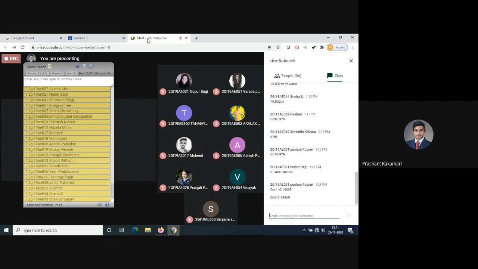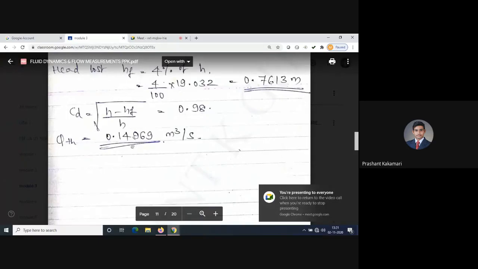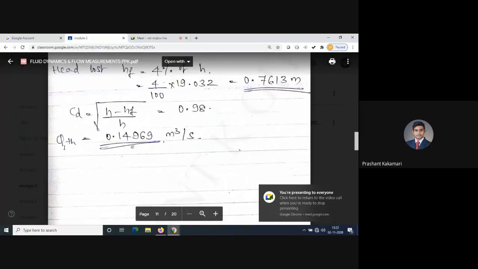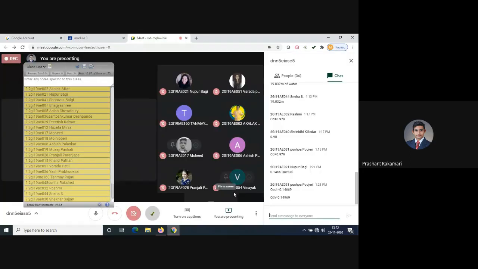Q actual is around 0.1466. Q theoretical, how much are you getting? Okay, Q actual is 0.1466. Q theoretical is 0.149. So in the problem, the mistake I have made is that this 0.14969 itself I have written as Q actual theoretical. It should be Q actual. So in the notes, you make the correction for this Q actual.